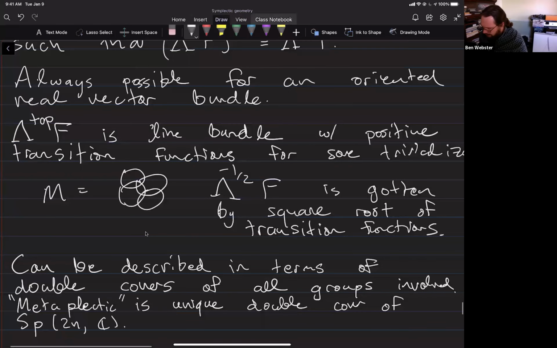And yeah, I think we'll talk about this more next time. You can describe all of this in terms of some double covers. And so metaplectic, where that name comes in, that's the name of the unique double cover of sp2nc.